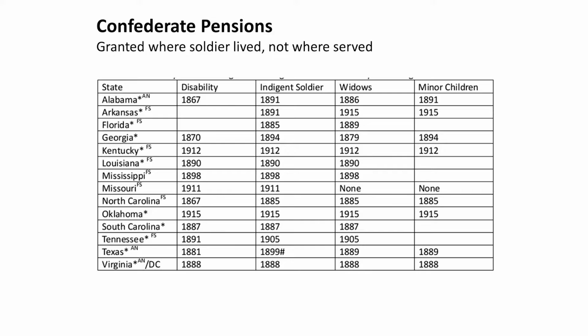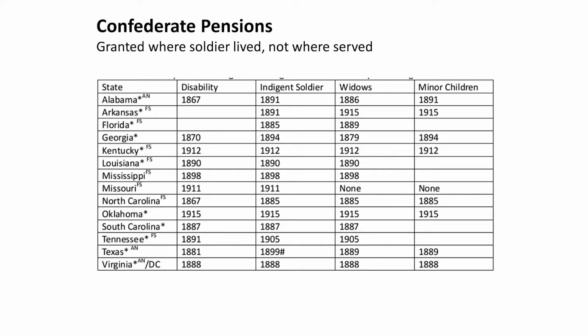Now, the hardest work in your handout is compiling all of the Confederate pension information for all the states, because Confederate pensions are not federal pensions. They were granted by the state, not the state where the soldier served, the state where the soldier lived. Okay? And that's why you've got all the other southern states, because we know Tennesseans don't always stay here. Maybe they come back, but they go away.